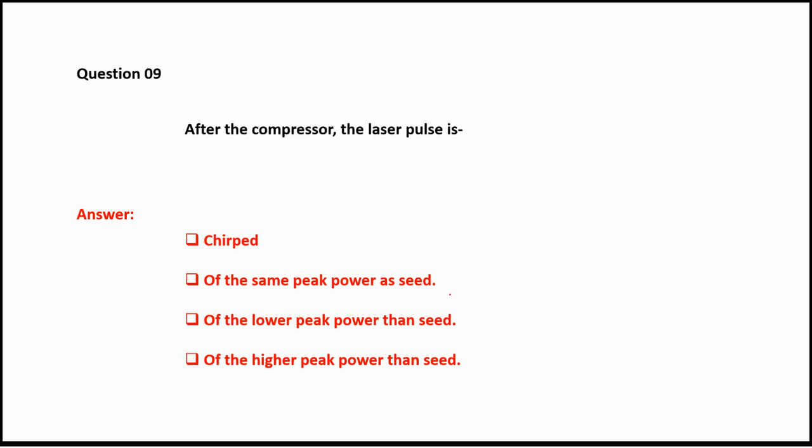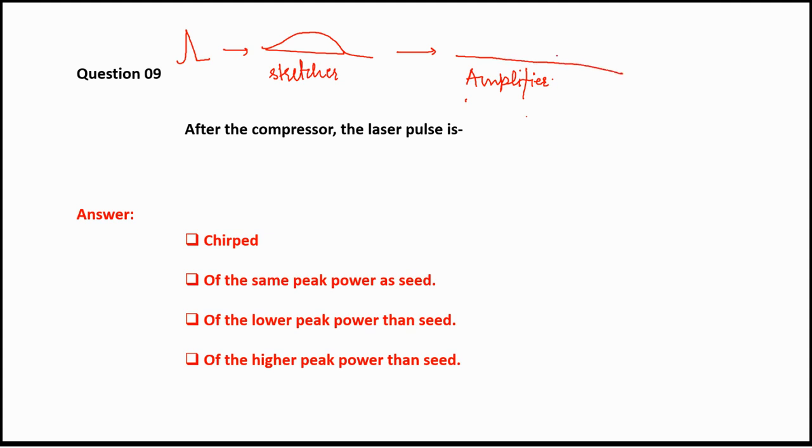Now conversely, the opposite will happen in the case of the compressor. What happens in the case of the compressor? Say this is the chirped beam. If you remember, so far I have discussed the steps involved in the amplification of laser. Say the input beam is something like this. First you pass it through a stretcher. When you pass it through a stretcher, it gets broadened. Second, you pass it through an amplifier. We studied two: the multipass amplifier and the regenerative amplifier.